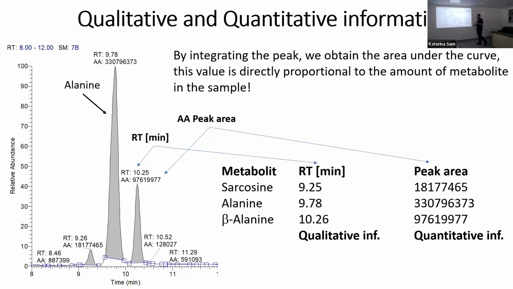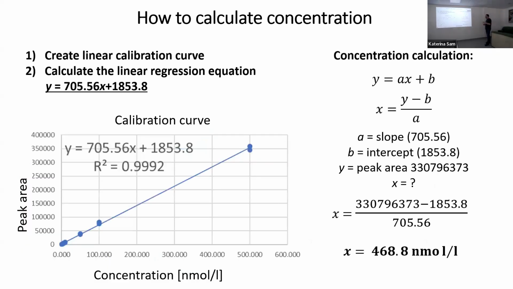Each chromatogram has on the x-axis the retention time in minutes, and on the y-axis the relative abundance. Okay, here we have the same chromatogram. We have the sarcosine, alanine, and beta-alanine. And if we have a bad separation, we have a problem with the analysis, because for a good analysis of the alanine, we need a good separation of the alanine.